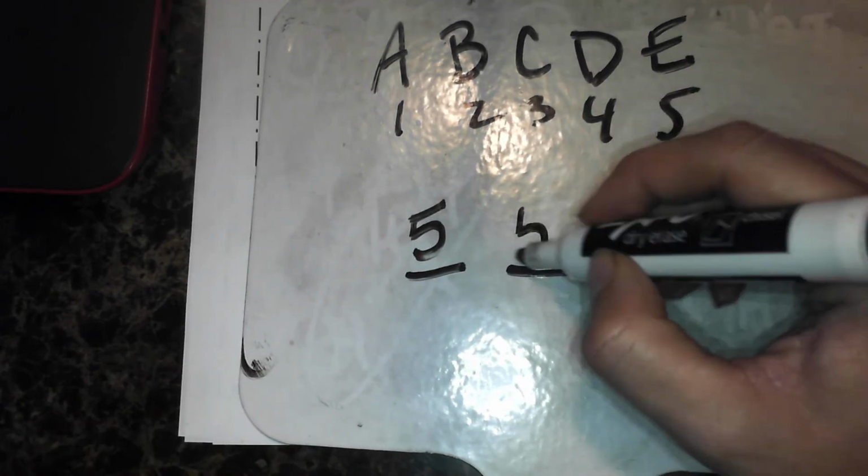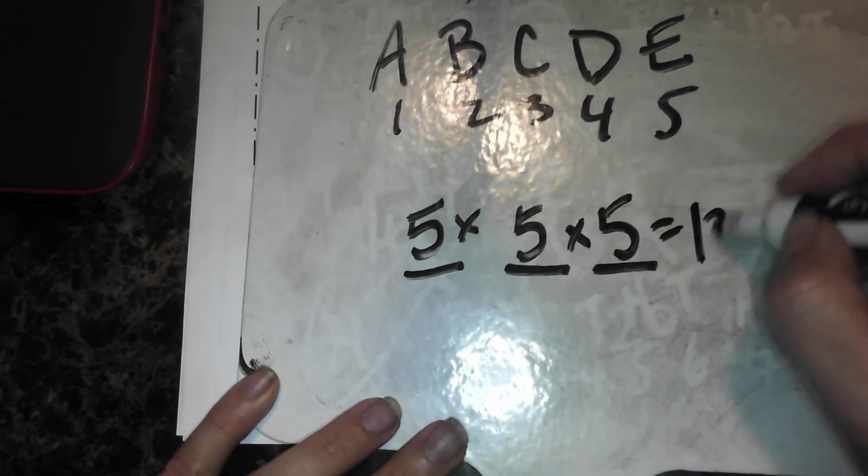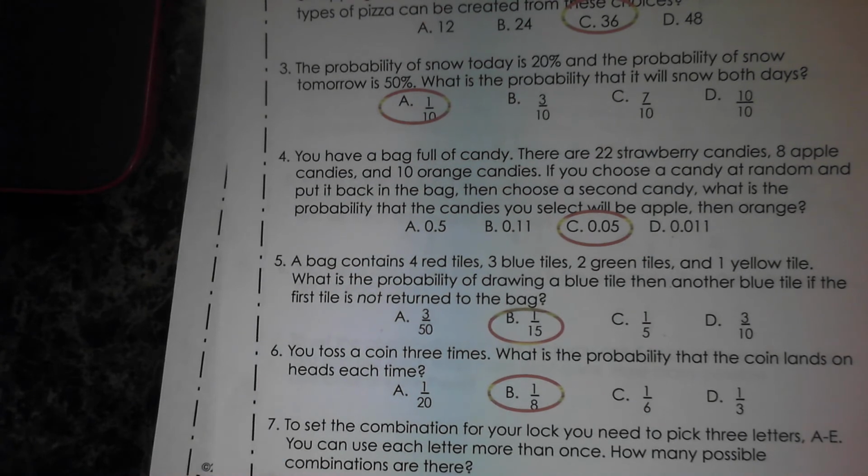So that would just be 5 times 5 times 5, which would give you 125 right there. So that means that you can use each letter more than once. And yeah, that's the option there. 5 times 5 times 5, which should be 125. That's the answers for the probability quiz, assignment number 1, lesson 2, unit 7.